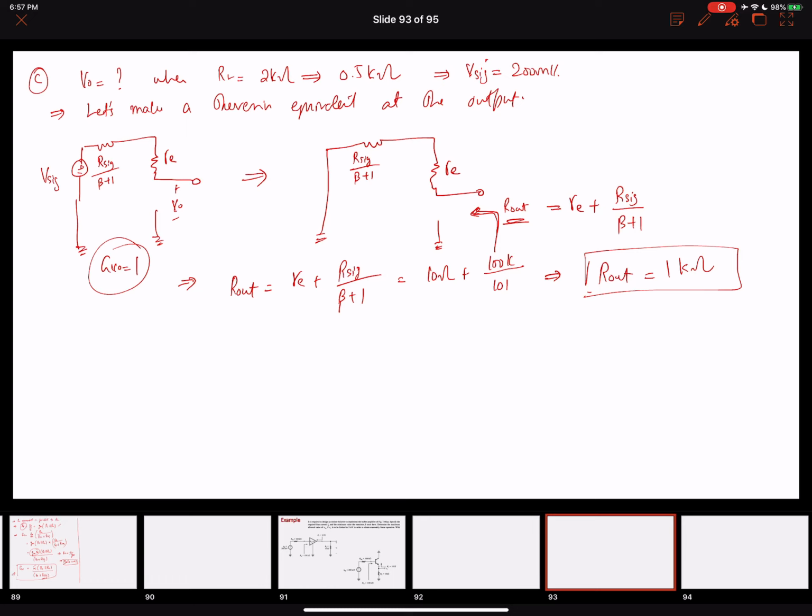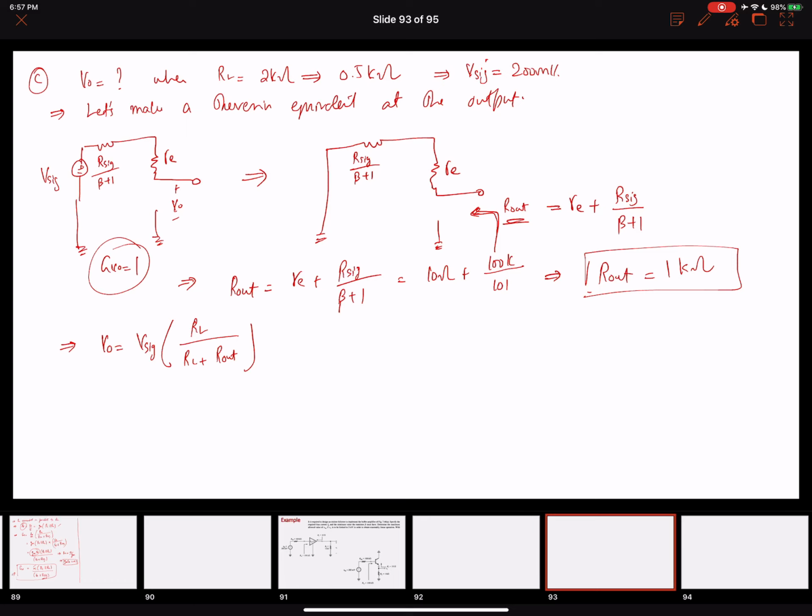Okay, so let's find the value of V naught. Our value of V naught will now be equal to the signal voltage multiplied by the voltage divider rule, RL over RL plus R out.